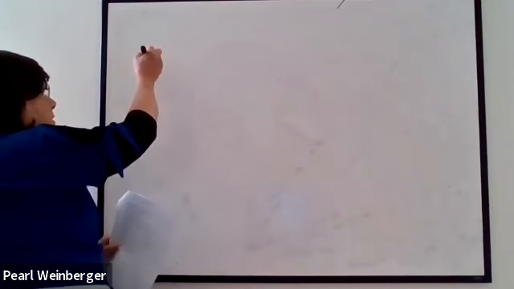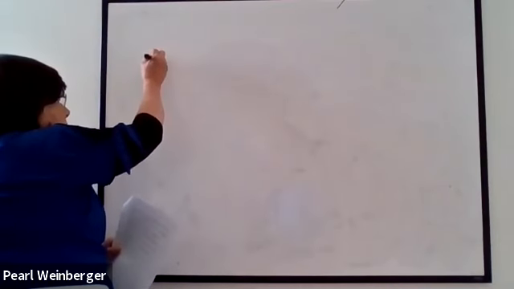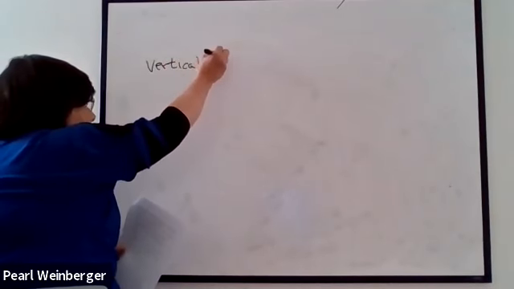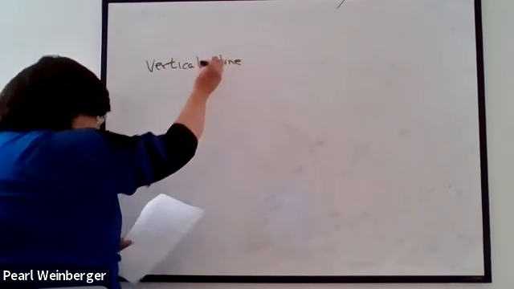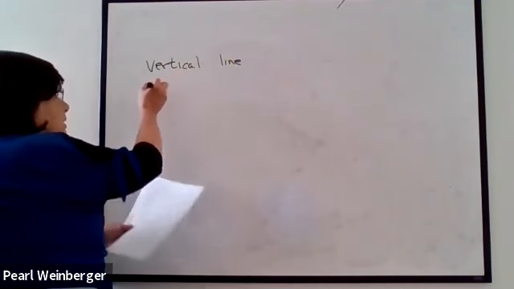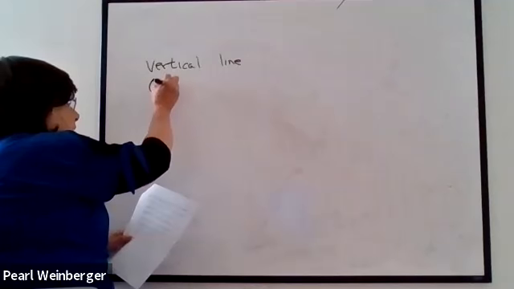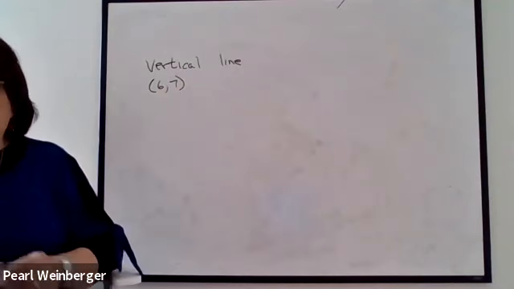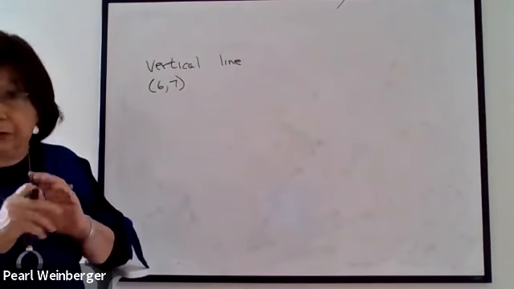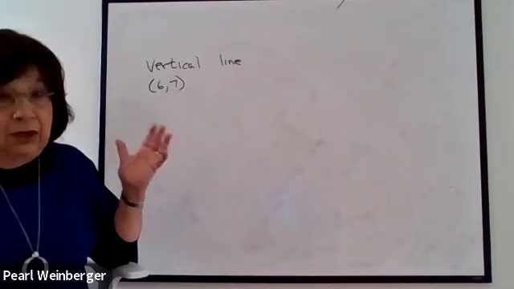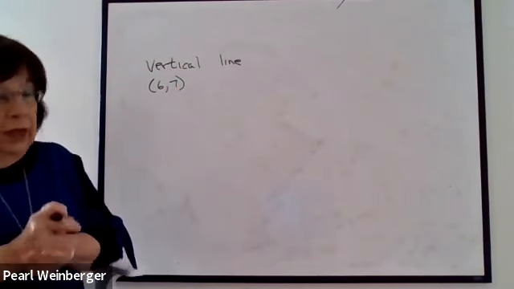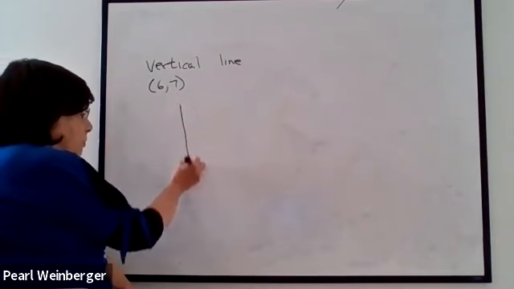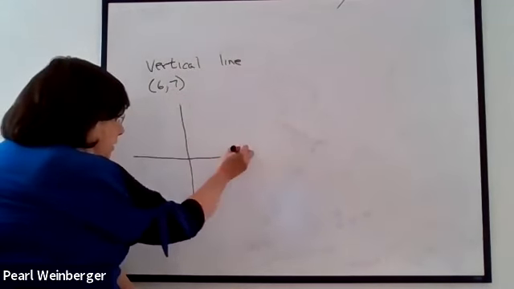I want you to write the equation of a vertical line through the point (6, 7). I want to find the equation of a vertical line. Again, this whole lesson today has been writing equations of lines. Now, when we talk about vertical or horizontal lines, I like to graph. I like to get a picture of that.